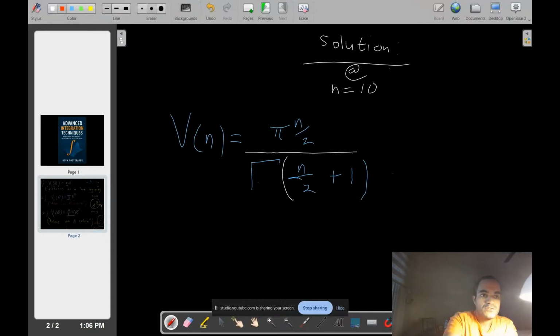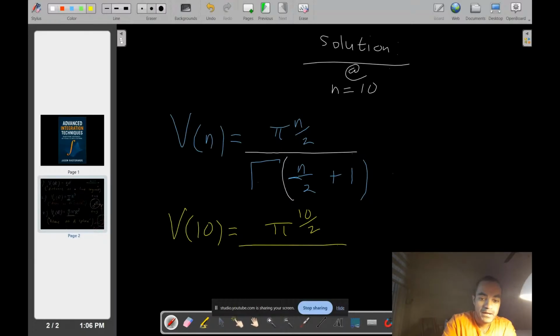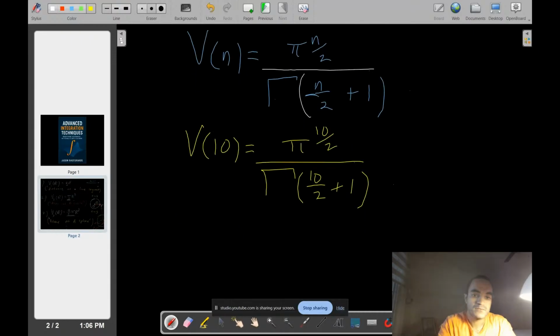All right, so then what we're going to get here is that V at n equals 10, V of 10, is equal to pi to the power of 10 over 2, divided by the gamma function of, well, n is 10, substitute in 10 divided by 2 plus 1. Okay, so we have that.